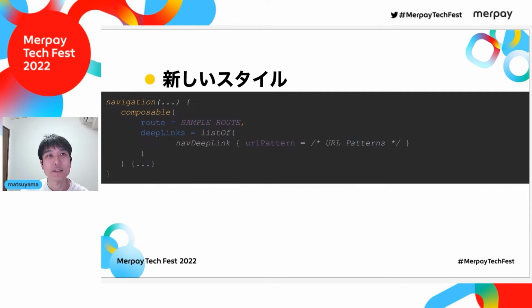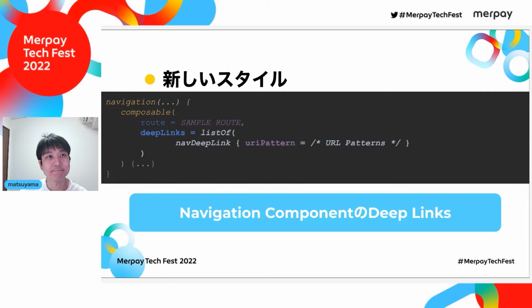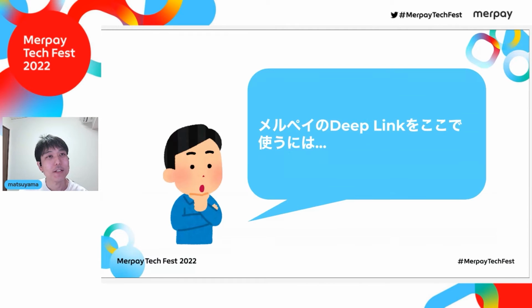Now, let's look at deep link handling in the new application. Deep link in the navigation component is now used. The notation is not XML, but Jetpack Compose notation is used. The format is to pass a list of navDeepLinks to deepLinks. So now we can just create the new deep links.